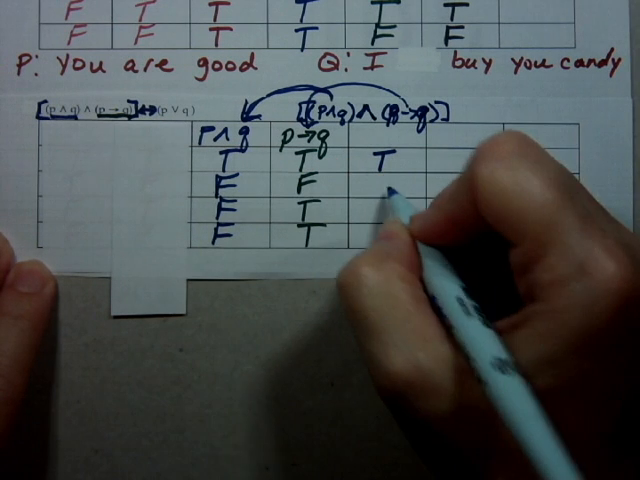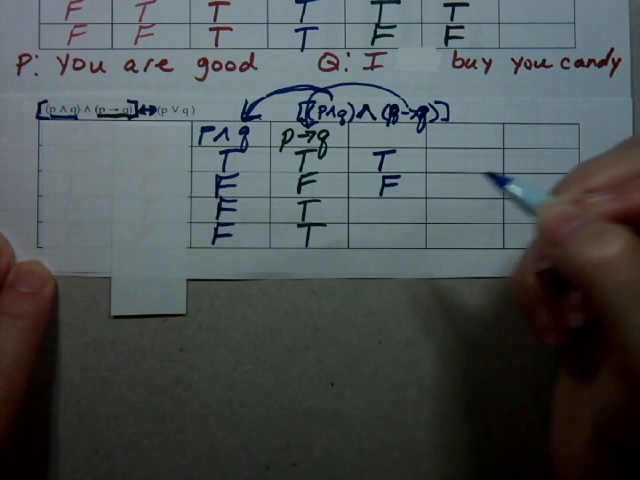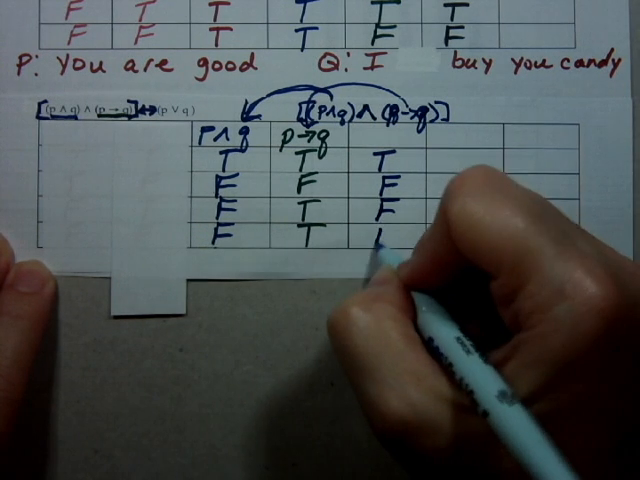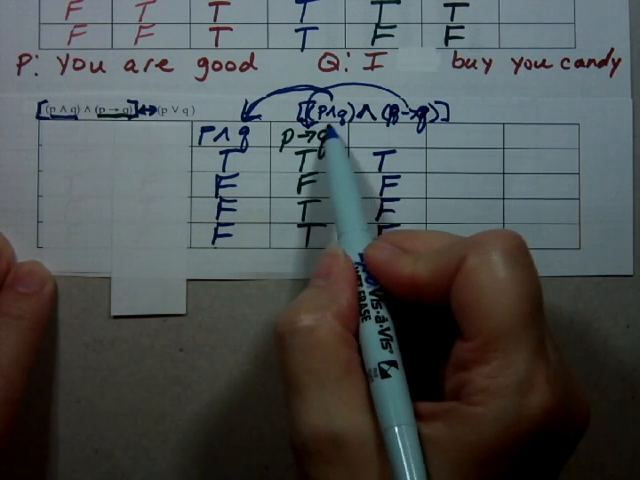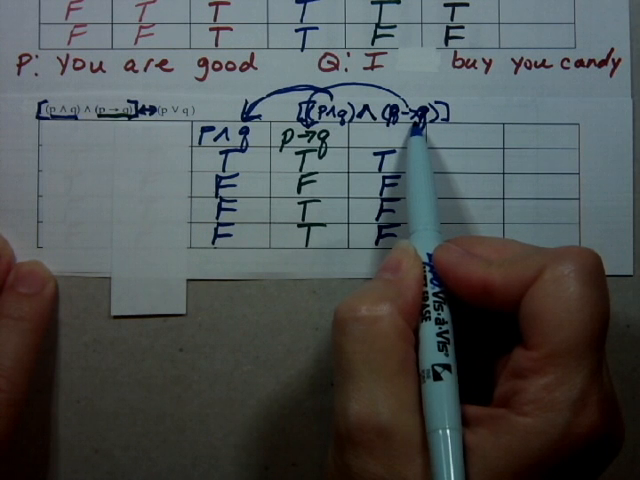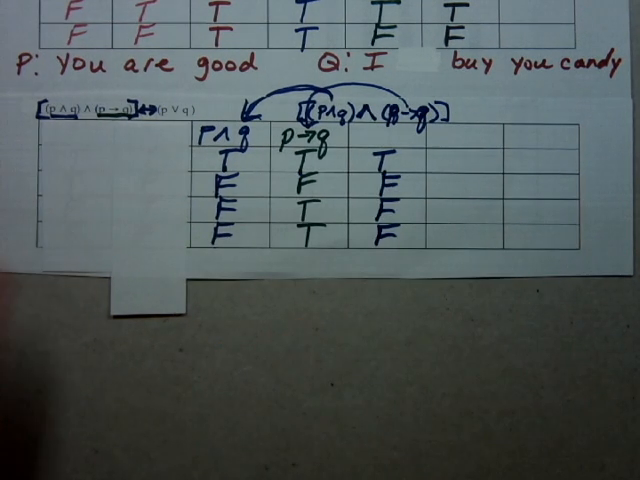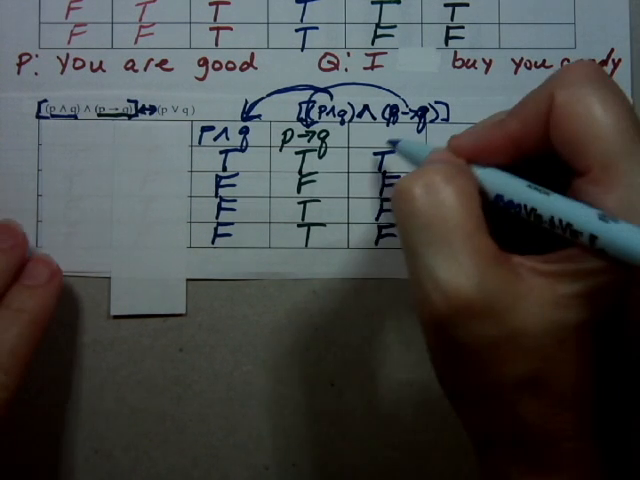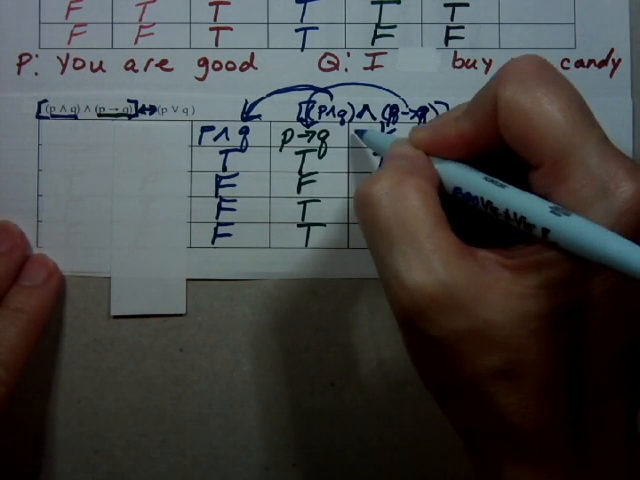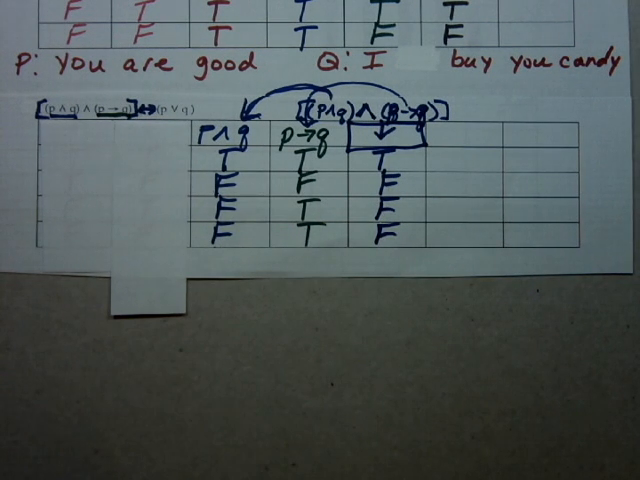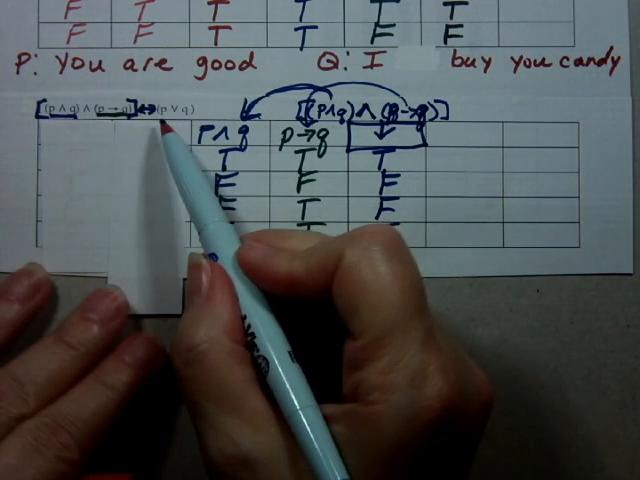False, false, nope. False, true, nope. False, true, nope. The only way this and that are true is if this is true and that is true. And that little thing goes in that box. Now I found what's on the left. Now I need to find what's on the right. Remember, we do this in pieces, two at a time.